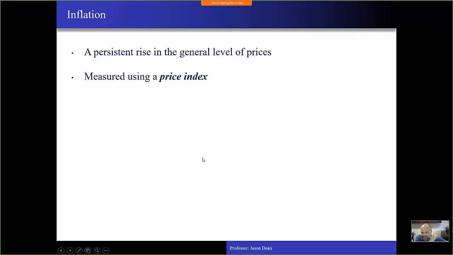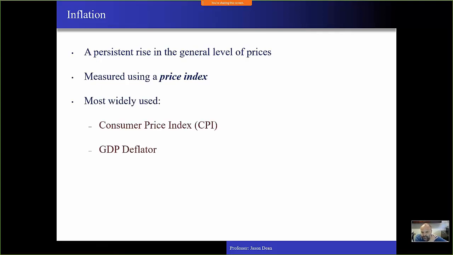Okay, so now we're going to switch over to inflation. Inflation is a persistent rise in the general level of prices. We use a price index to measure inflation. There are two widely used indexes.